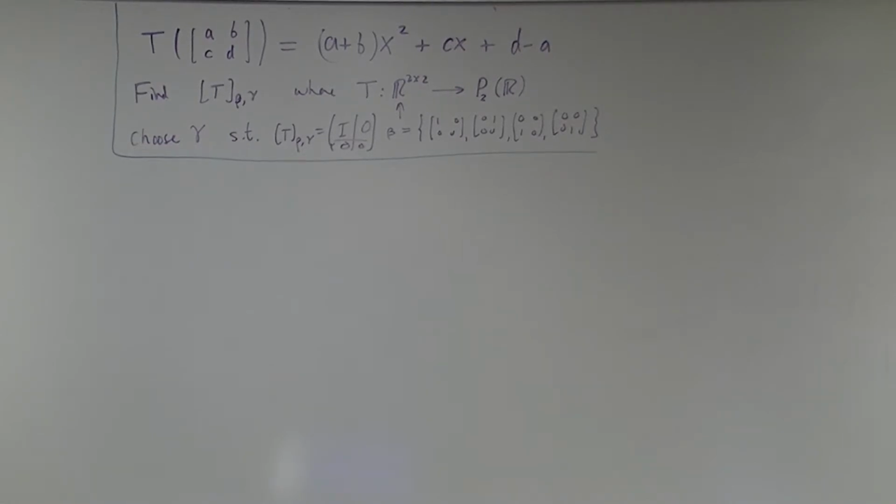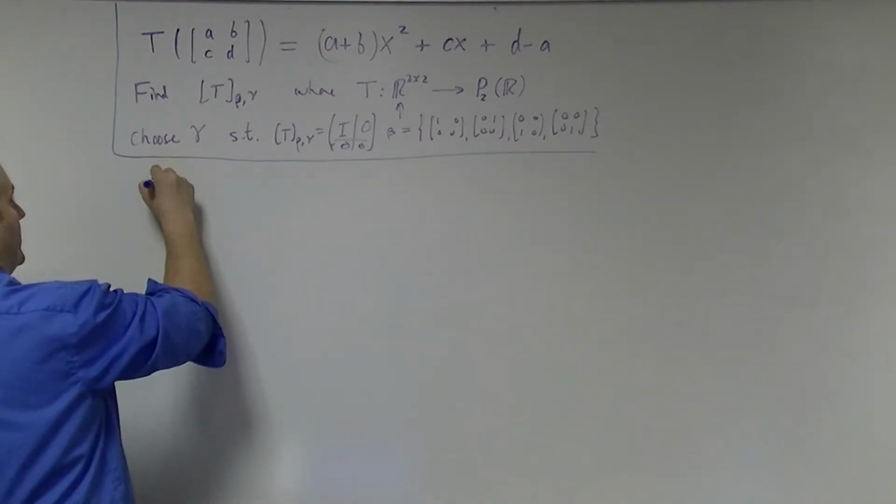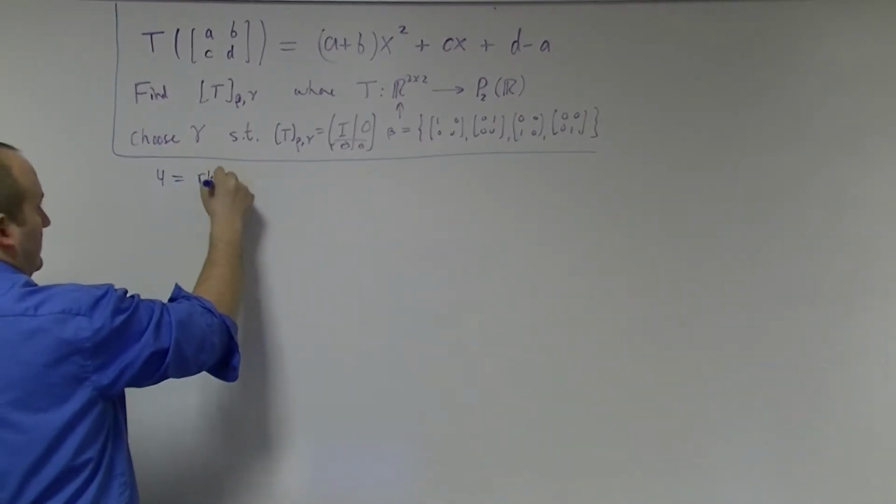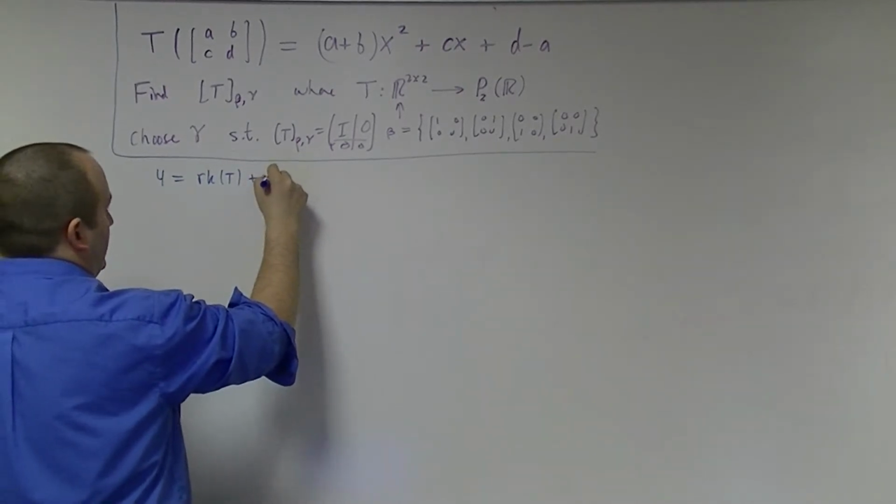What do we know? The theory tells us that this identity matrix, what's the size of the identity matrix? The rank. What's the rank of T? It's the dimension of the column space. The column space makes sense here. It's the dimension of the range, right? We're in the abstract context, so rank-nullity still applies. So rank plus nullity is the dimension of the domain. What's the dimension of the domain here? 4, right? So we have 4 is equal to the rank of T plus the nullity of T.